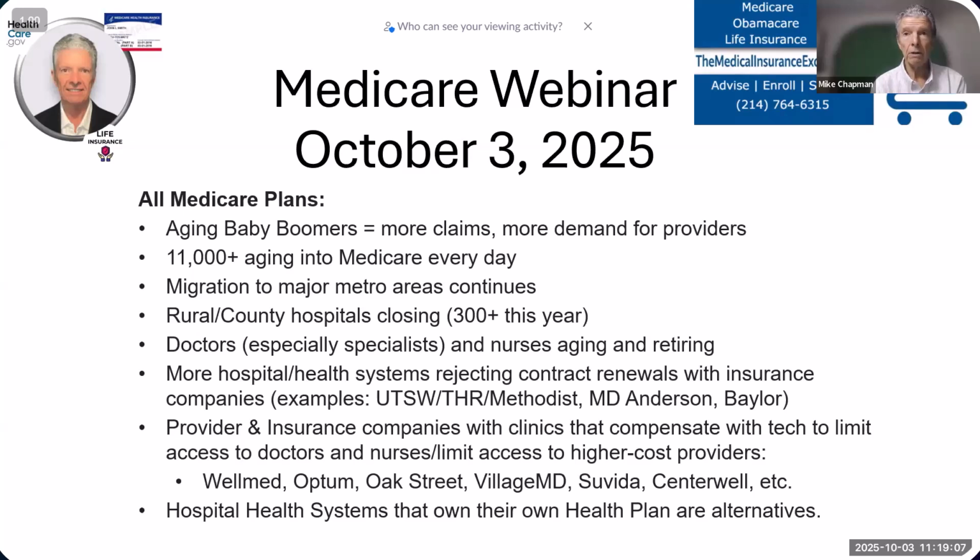This is very similar to the model in Central and South America, where you have clinics that can provide care, maybe very technically oriented, and everybody within their system sees everything that's going on, but it also limits access to doctors and nurses to higher cost providers. Some of the most well-known ones are WellMed and Optum, which are pretty much controlled by United Healthcare, Oak Street, Village MD, Savita here in town, Centerwell, and then you have some hospital health systems that have their own health plans as alternatives to this.